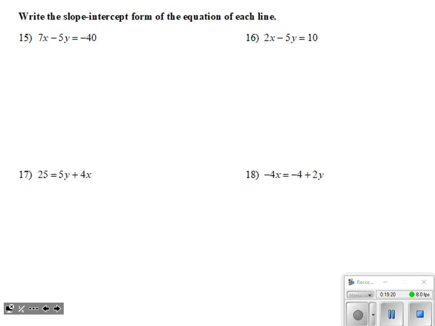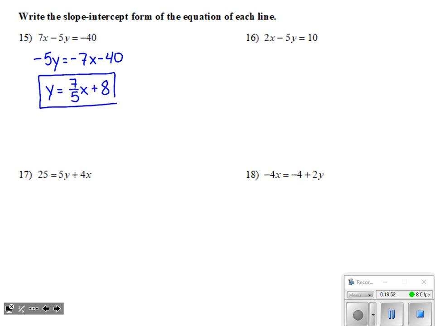Right, after that we start writing equations of lines, and this is the final section of our review packet. And for this particular set of problems, you can see they're basically like how we started the last section. We already have an equation, it's just not in the form y equals mx plus b. So we're just going to have to do some algebra steps to make that happen. For number 15, I'm going to subtract 7x from both sides, and then divide everything by -5 to arrive at the answer.